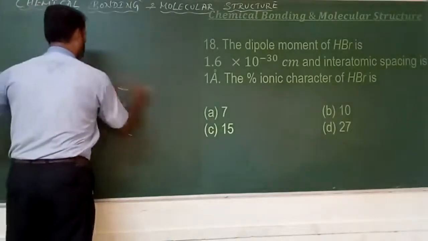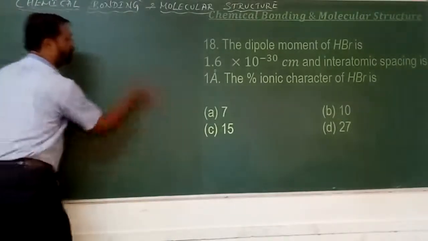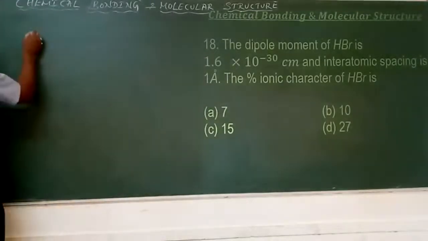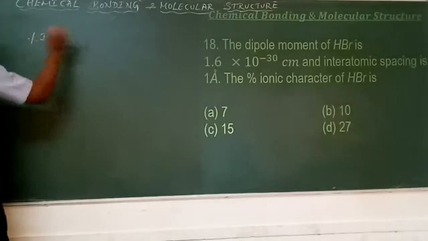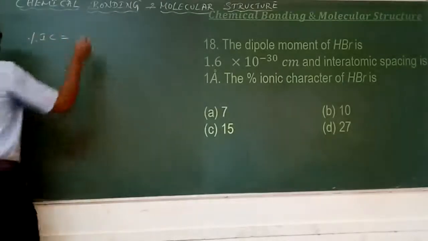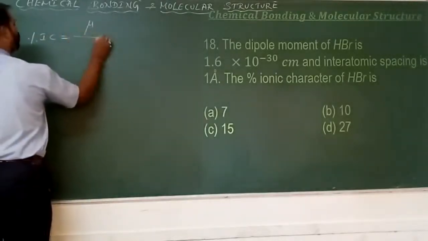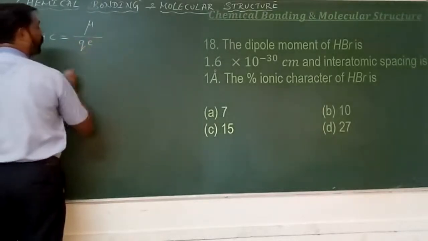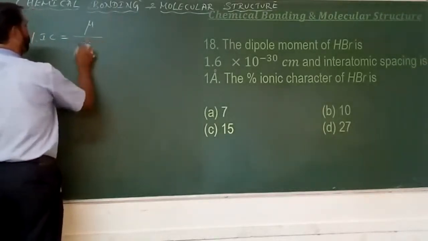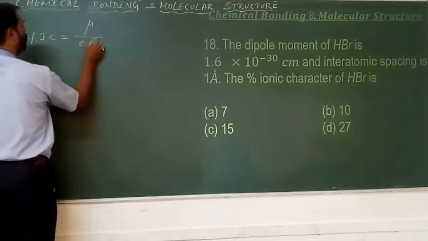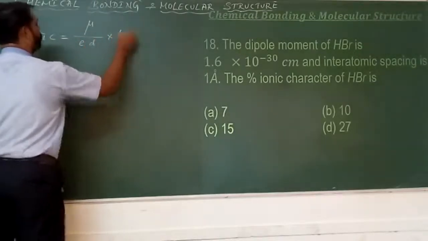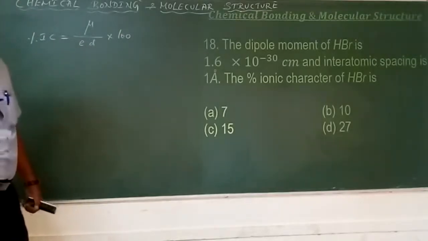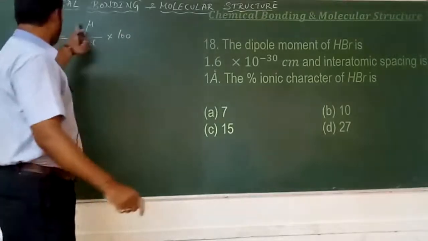So here I have mentioned 3 or 4 different formulas to get the value of which one? Percentage of which character? Ionic character. Percentage of ionic character is given by the dipole moment that has been observed, divided by Q into E, or Q into D, charge into charge of an electron into D into N.